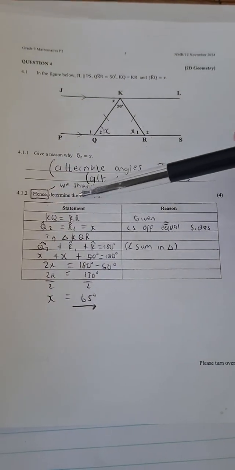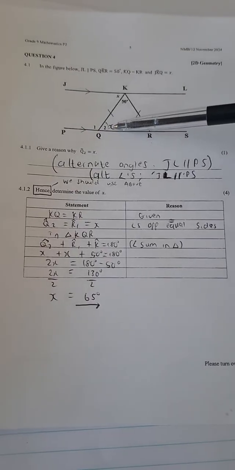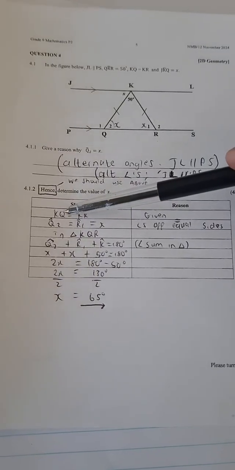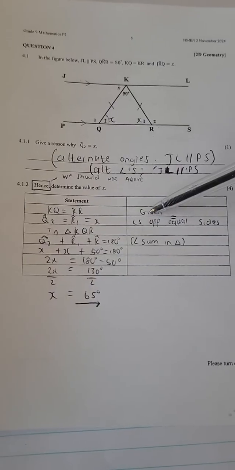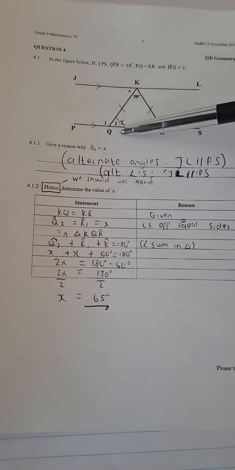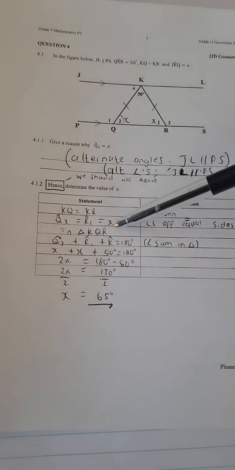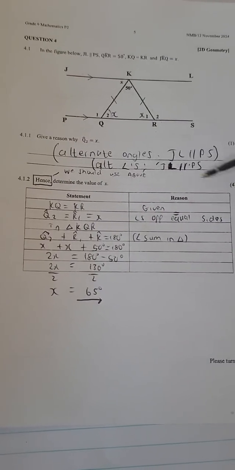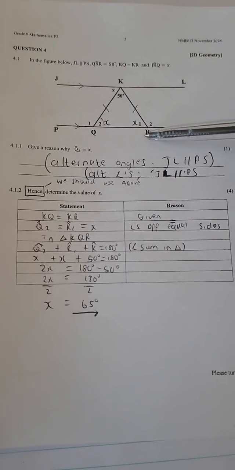Then the next question was, hence determine the value of x. We needed to get the value of x. Since we had updated our diagram, written x there, we were furthermore able to see that KQ is equal to KR, and since that is given, we can conclude that angle Q2 and angle R1 are equal, and they're both equal to x. The reason is angles opposite the equal sides.